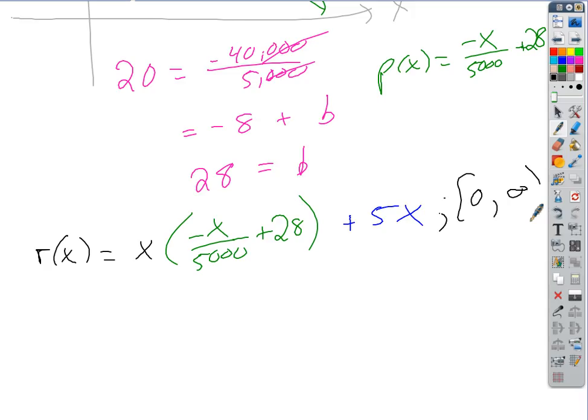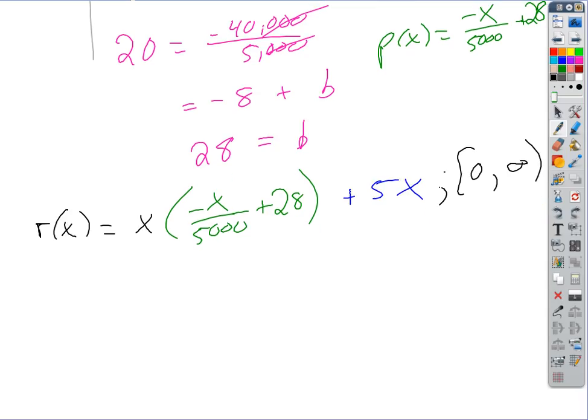Okay, so let's go to the next page and do the calculus. The main part of that domain, obviously for us, was just that it starts at 0, right? We have to sell 0 people up.